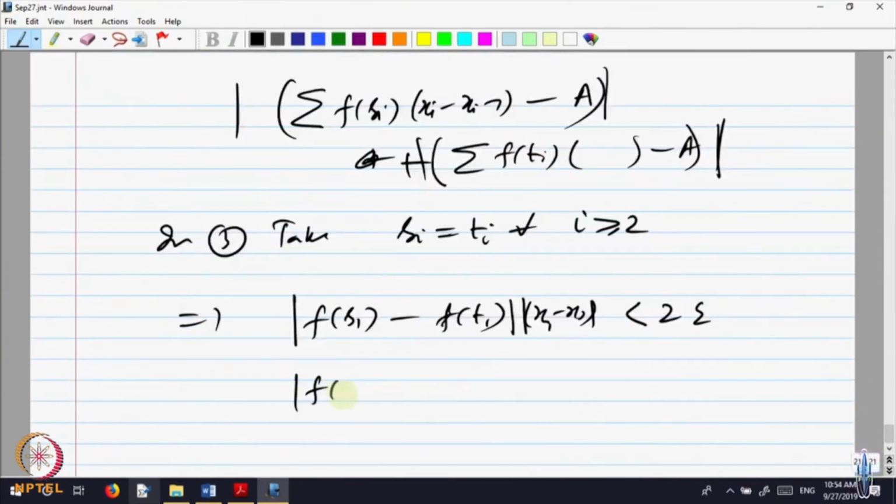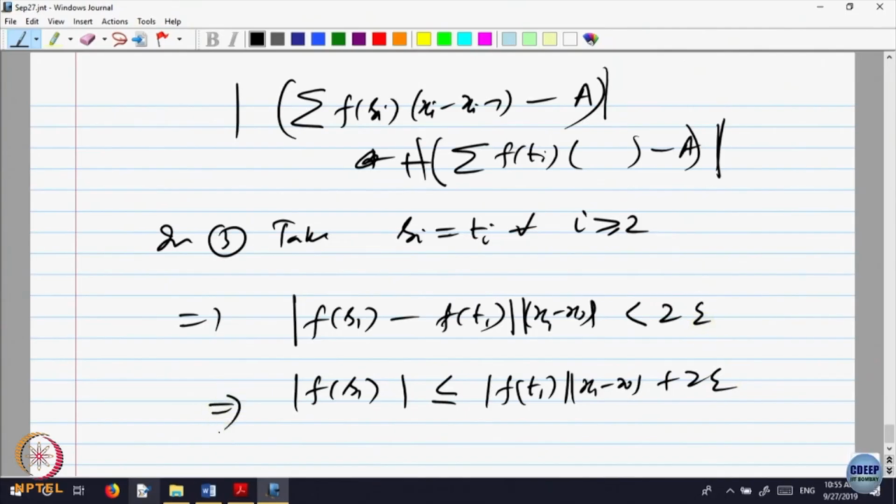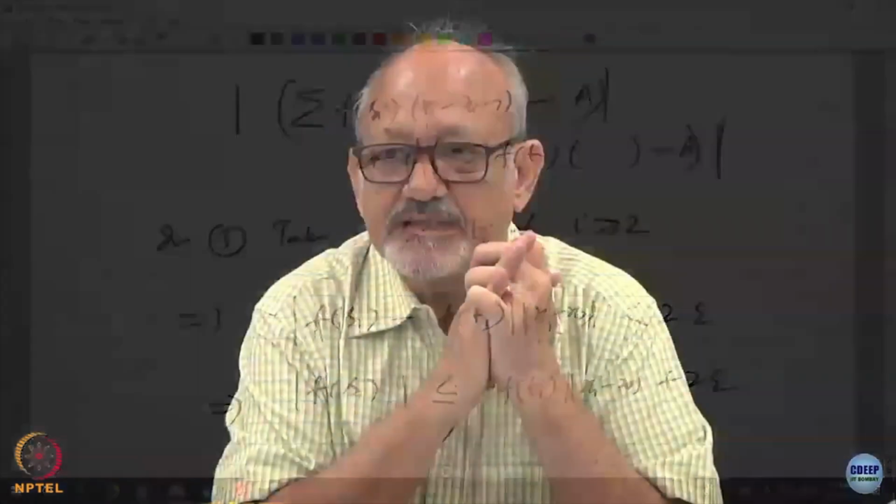So mod f of S1 is less than or equal to mod of f of t1 into x1 minus x0 plus 2 epsilon. Is that okay? From here this implies this. Mod of a minus b less than something, so what is mod a less than? Triangle inequality again. You can add and subtract if you like.